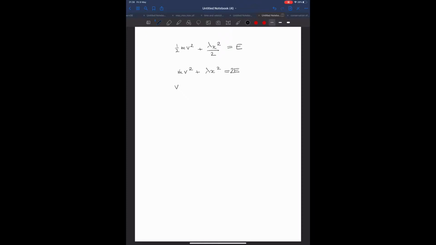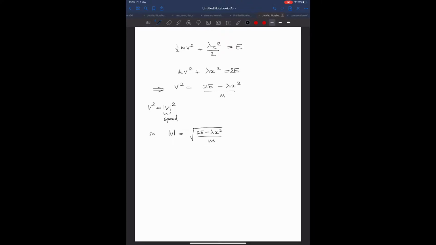Then I have v squared equals 2E minus lambda x squared over m. And note that v squared is modulus of v squared, and this is speed. So, modulus of v, the speed, is the positive square root of 2E minus lambda x squared over m.